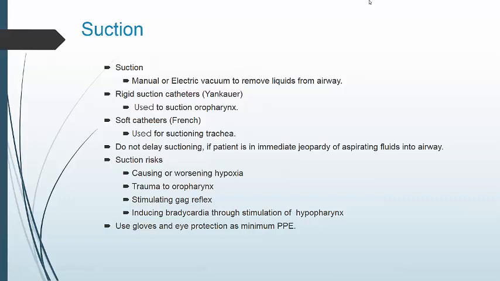Now, a properly functioning suction device should have an airflow rate of at least 30 liters per minute and generate a vacuum of no less than 300 millimeters of mercury when the suction tube is clamped.